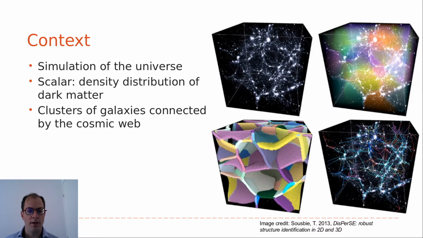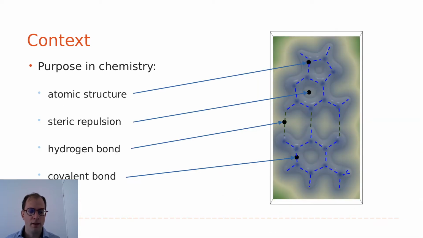Astrophysicists use dark matter density simulations to better understand the structure of our universe, and particularly how galaxies cluster themselves. Dark matter filaments between galaxy clusters are called the cosmic web, and those filaments can be extracted using the Morse-Mel complex. In the chemistry field, researchers simulate the electronic probability density of a molecule from the position of its atoms in space.